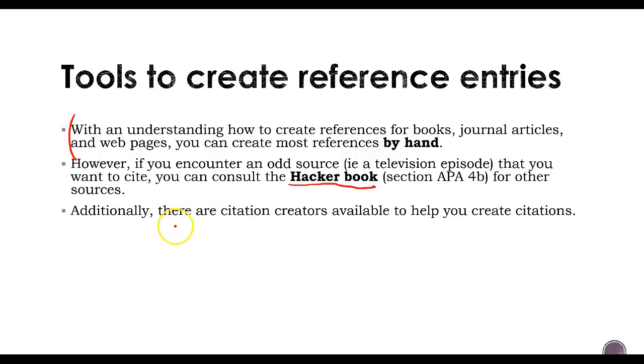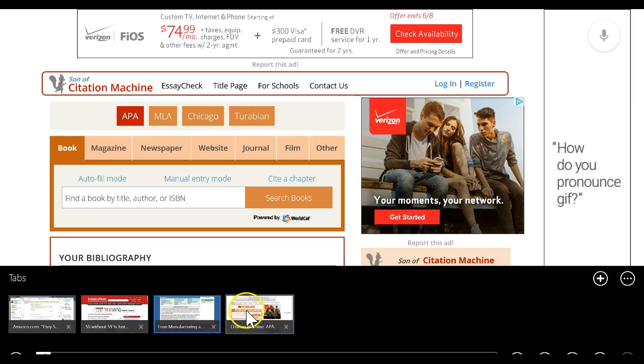But also there's another way to make it a little bit faster, and you're probably going to wish that I had told you about this before going through this entire lesson, but there are some citation creators available, and a lot of people really like these citation creators. I think they do help because they can make it a little bit faster in some cases, but you also need to know where the information is and how to find it in order to use the citation creators effectively.